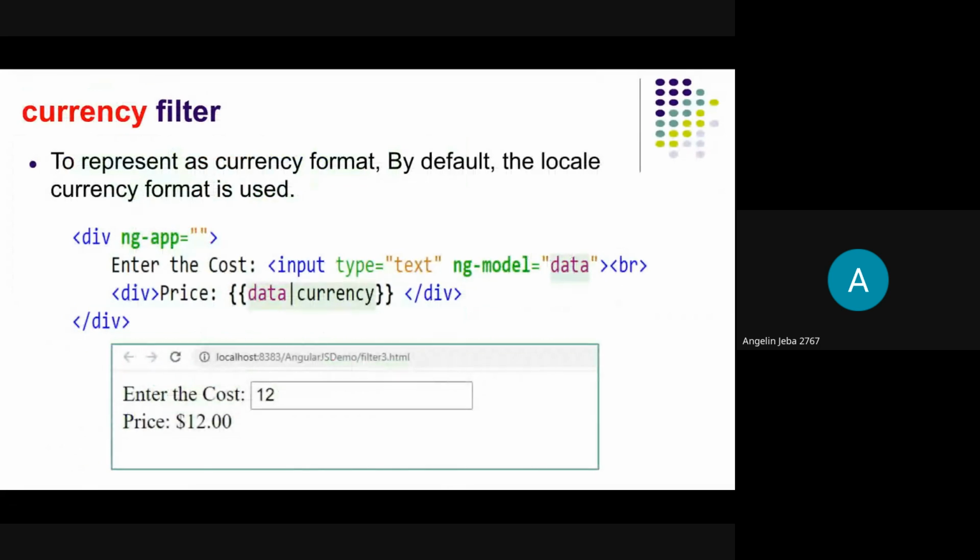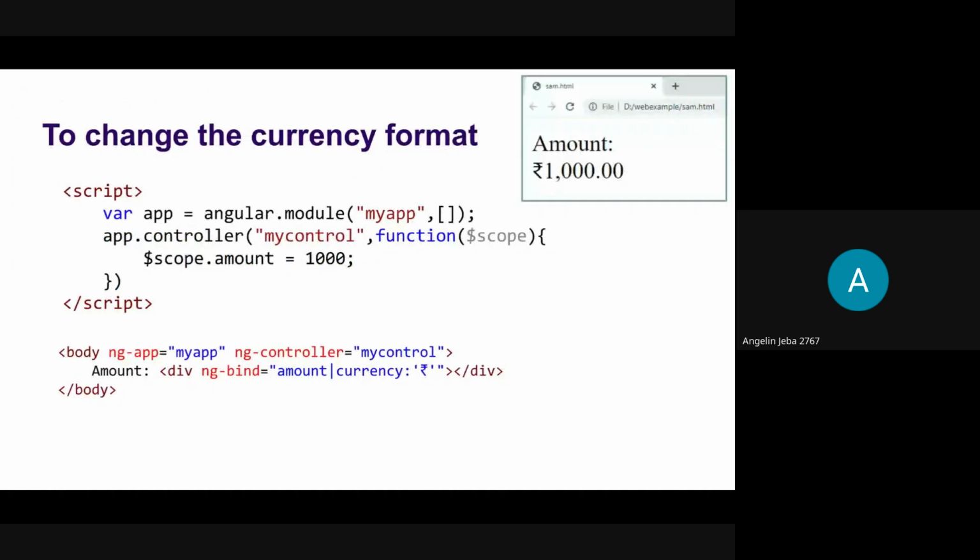And the currency filter, so data to currency, whatever price we have to put. By default it will be done in dollars. So whatever the currency we have to specify, we can specify. To change the currency format, we can use the amount with currency, put the specified symbol, and it will be converted into that currency.